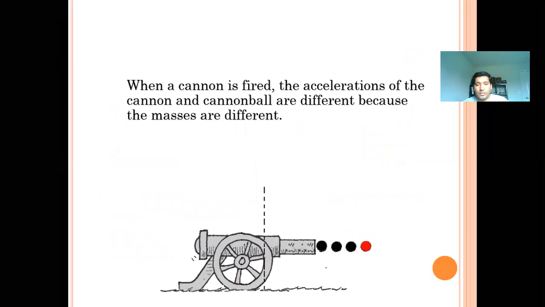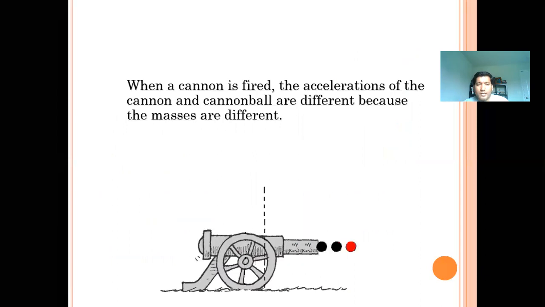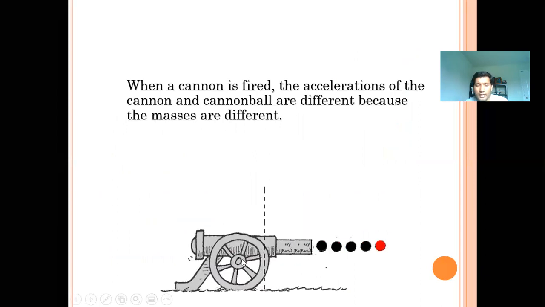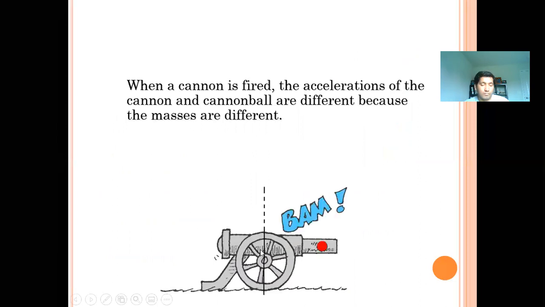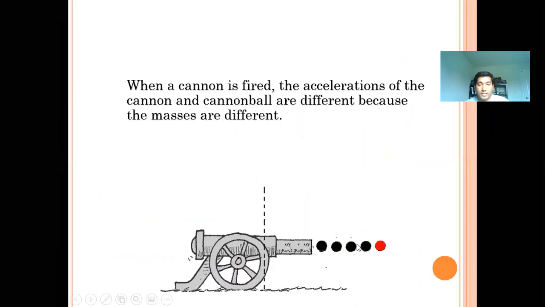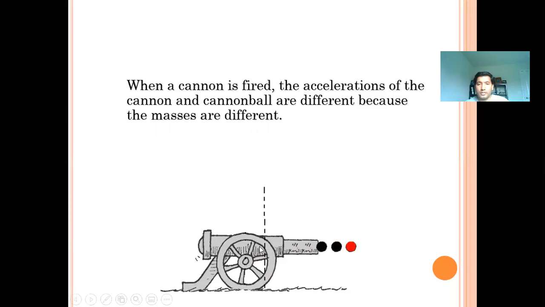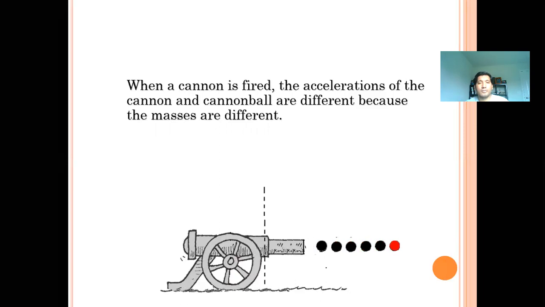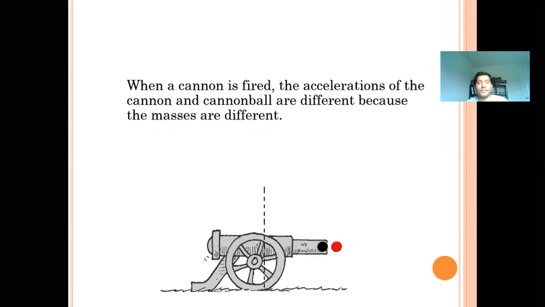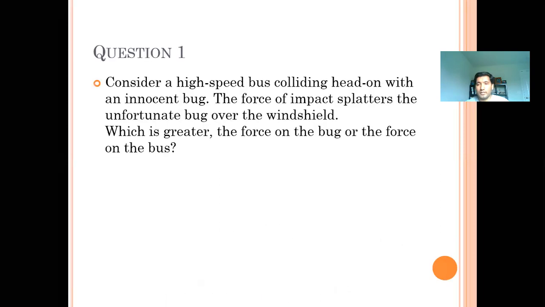Wow. Look at here. Both are moving, right? But we can't see the movement of this cannon. Why? Because it has big mass, and we cannot notice it in comparison to this one. This is going super fast, but the cannon is not going that fast, right? When a cannon is fired, the accelerations of the cannon and the cannonball are different because the masses are different.